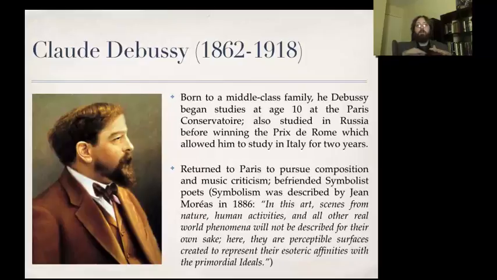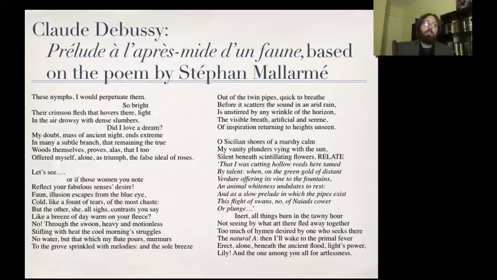Here they are perceptible surfaces, created to represent the esoteric affinities with the primordial ideals. So these surface structures are getting at a mystical nature that lies beneath. We certainly see this in Prelude to the Afternoon of a Faun, based on the poem by Stéphane Mallarmé. If you read even just a little of this, you get the sense of a humid, otherworldly experience.